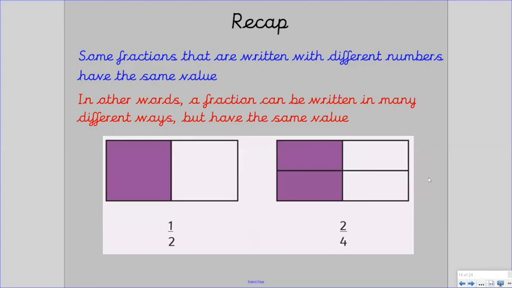So continuing with our recap then, let's have a look at these two different fractions below. Now, some fractions that are written with different numbers have the same value. So in other words, a fraction can be written in many different ways, but they can have the same value. Down here you can see that half of this shape has been shaded. Over here, 2/4 of this shape has been shaded, but it's the same value. The same amount in both shapes has been shaded. So a half is equivalent to 2/4.